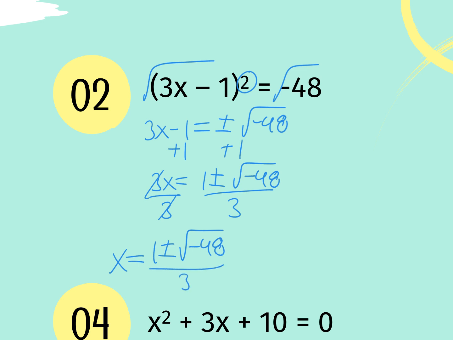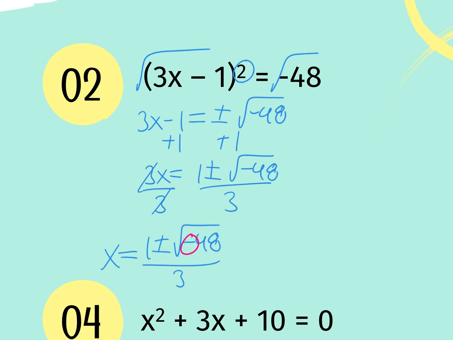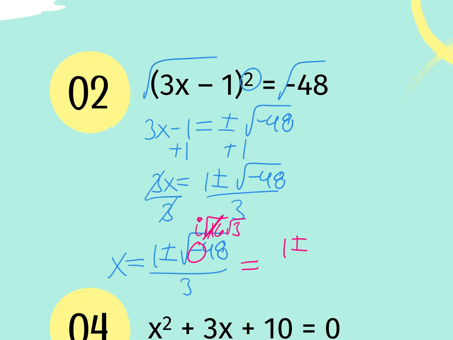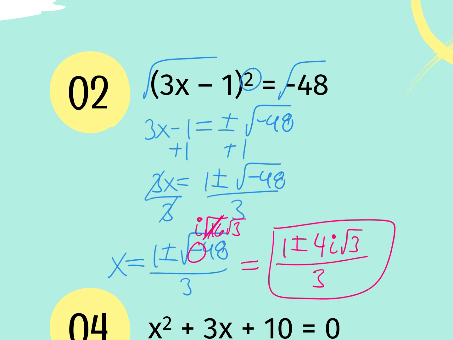So that part's normal, nothing new. The only difference here is that now I have a negative under the radical, which I can replace with i. The square root of 48 I can write as the square root of 16 times the square root of 3, or you can use a factor tree, whatever works best for you. So we get 1 ± the square root of 16, which is 4, then there's an i, and then a radical that can't be simplified. So we get x = (1 ± 4i√3) over 3. Really, just simplify the radical as normal.